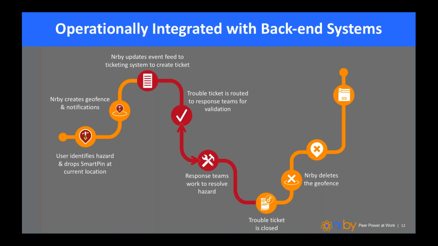The NERBY app is updated, deletes the geofence, the smart pin representing that hazard is removed, and all of the information associated with this incident conveyed via smart pins and synchronized with these systems becomes archived. Very simple, smooth, streamlined, efficient model for identifying and resolving the situation. This is a representation of that discover, share, and act model that I was describing earlier.